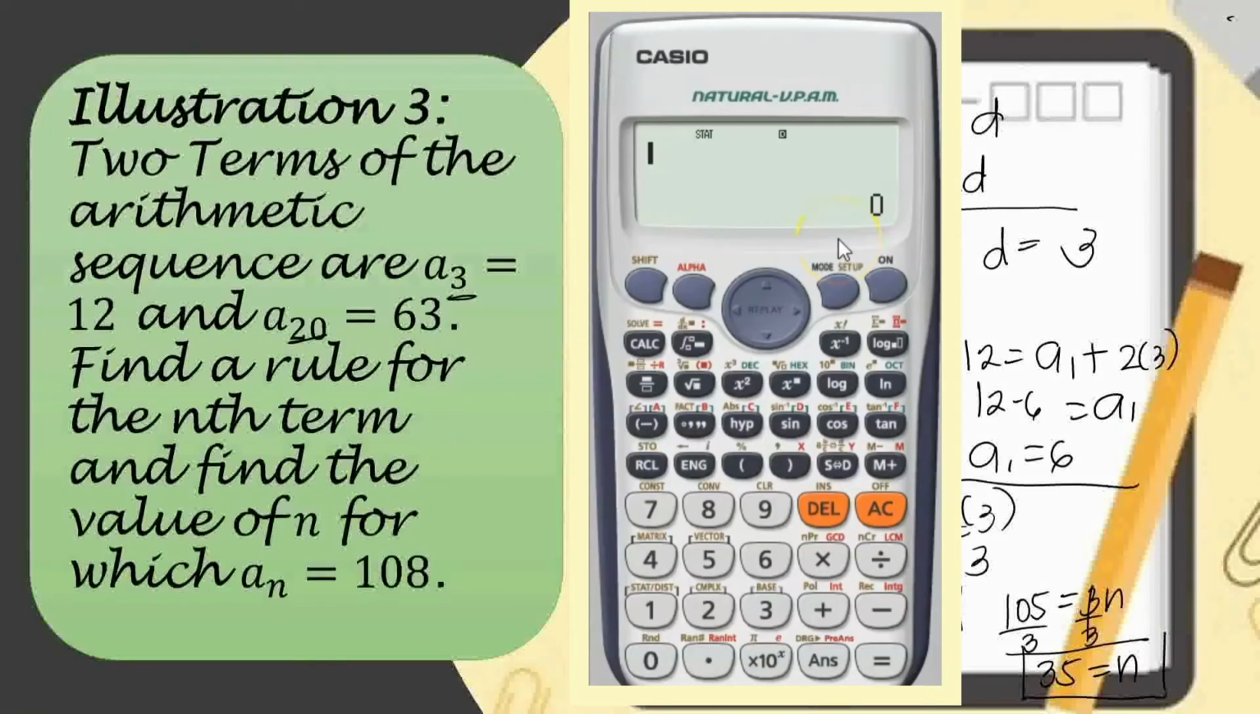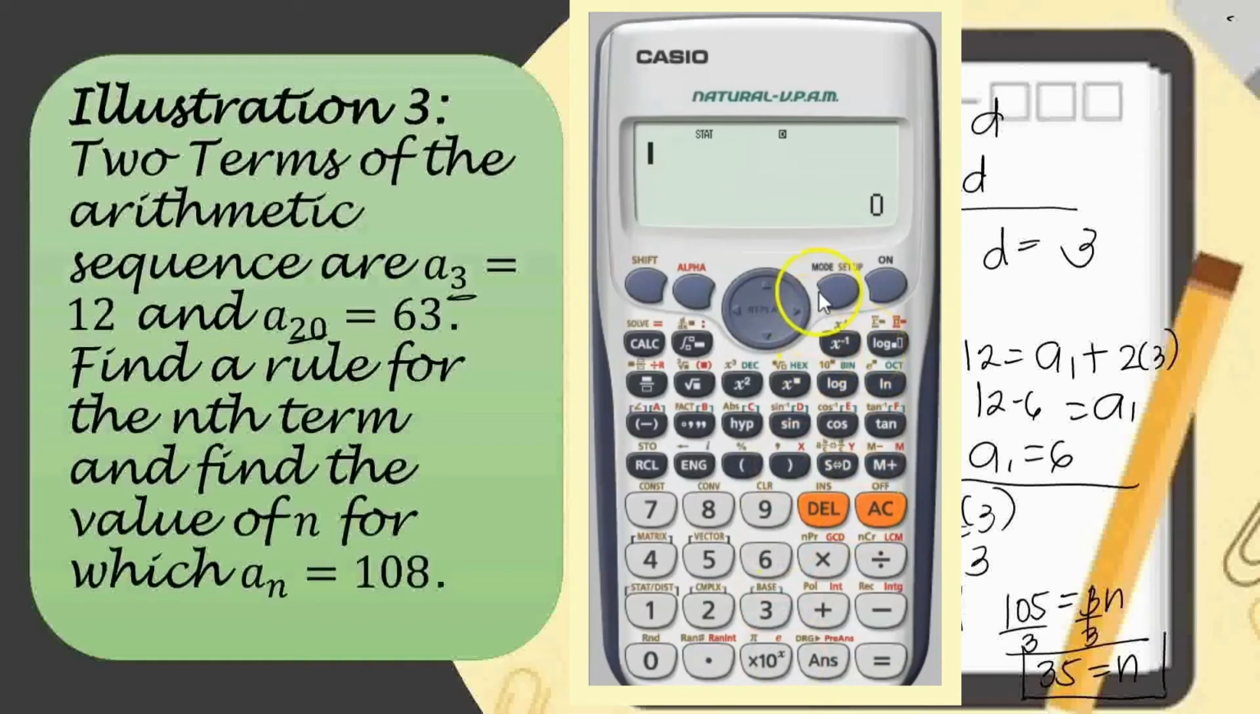For our second example, so two terms of the arithmetic sequence are a sub 3 is equal to 12 and a sub 20 or yung 20th term daw is 63. So find a rule for the nth term and find the value of n for which a sub n is equal to 108. So in this problem, meron tayong third term na given or third value and then yung 20th term which is 63. So hanapin daw natin yung value ng n for which a sub n is equal to 108. So, hanapin natin dito kung pang ilang value daw or pang ilang term si 108.